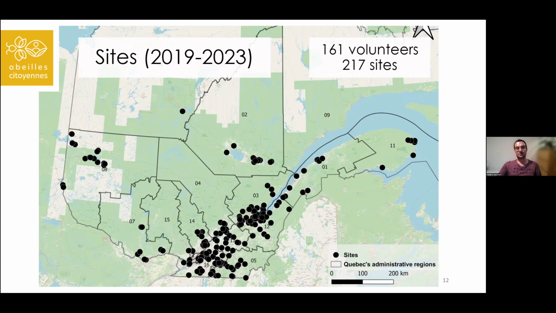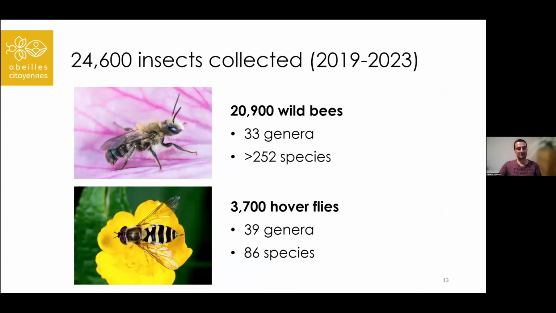From 2019 to 2023, we had 161 volunteers collecting pollinators at 217 sites. If we take a look at some results for the same time period, still excluding this summer as the specimens are still being processed in the lab, we collected 24,600 insects, so nearly 21,000 wild bees, more than 252 species, because we still have some genera to identify, and at least 33 genera. For hoverflies, we have 3,700 specimens from 39 genera and 86 species.